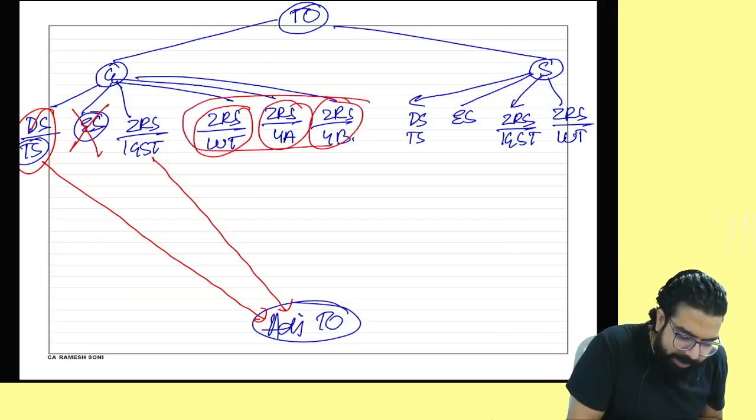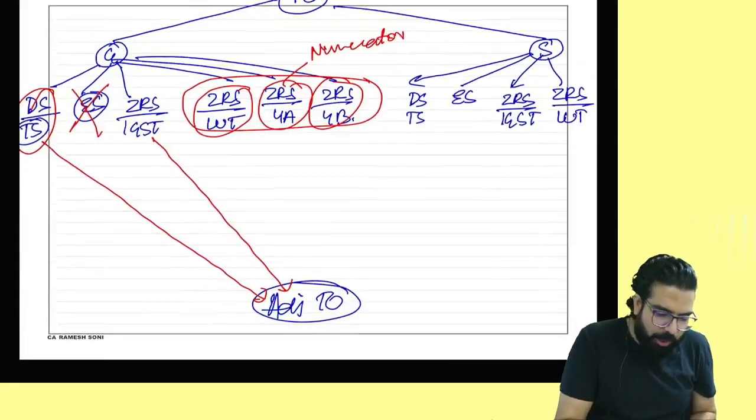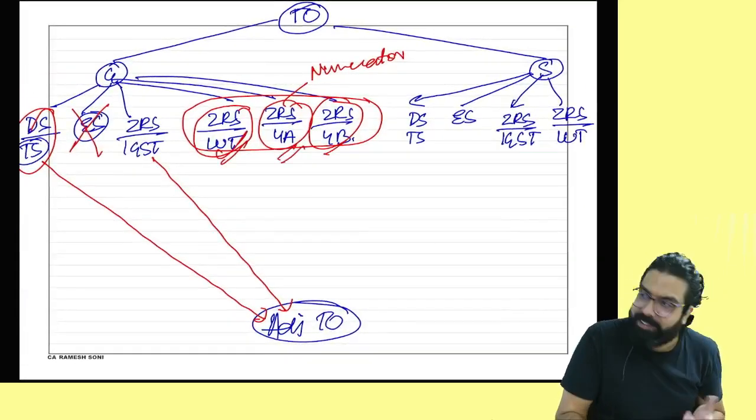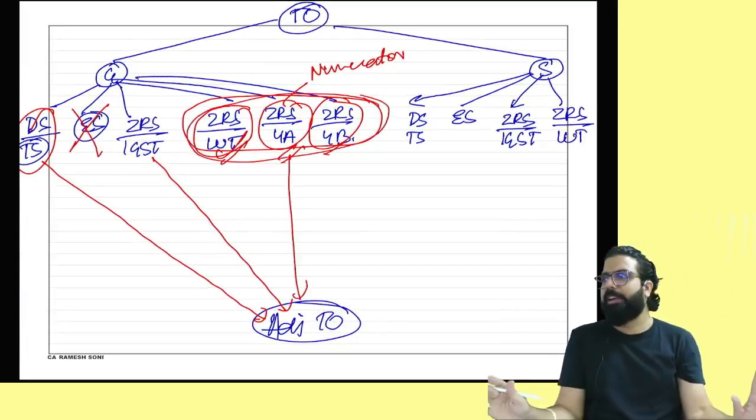Do one thing. Take this from the numerator only. Numerator was what? Numerator was this minus this. So take this from the numerator. Is my point clear? Next.